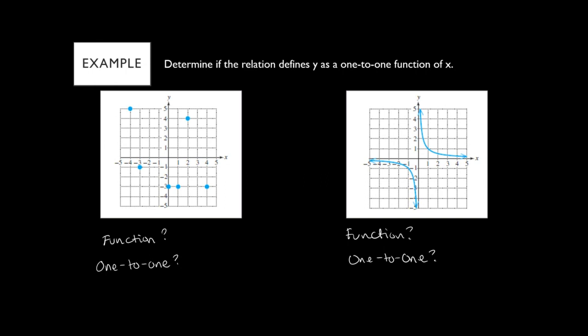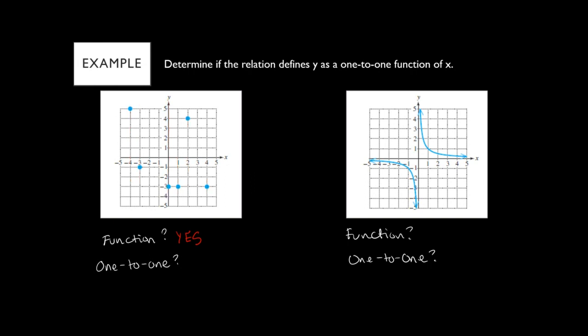So a function means if I draw a vertical line, I only hit one part of the graph. So in this case, I'm only hitting one blue circle anywhere I draw a vertical line. And so all of my vertical lines, I only go through a single blue dot. So this is a function. So then we want to look at 1-to-1, and that's the horizontal line test.